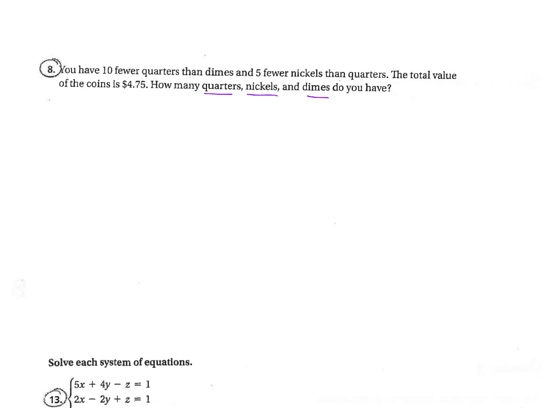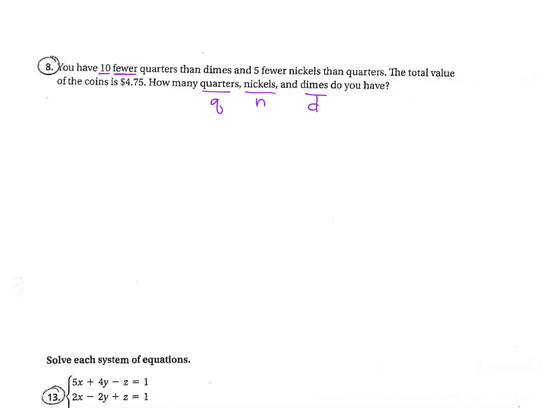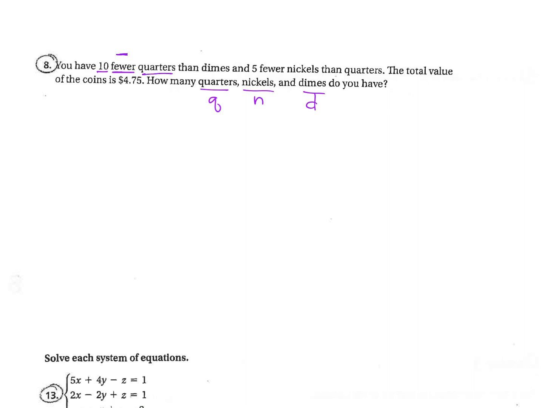So if you want to keep this real basic and straightforward, call this Q, N, and D. Now, if you want to call it X, Y, and Z, that's fine. I just think it leaves more room for error when you don't give it the same letter because you get confused which one is which. So the first thing it says you have 10, what is fewer? Subtraction. 10 fewer quarters than dimes.